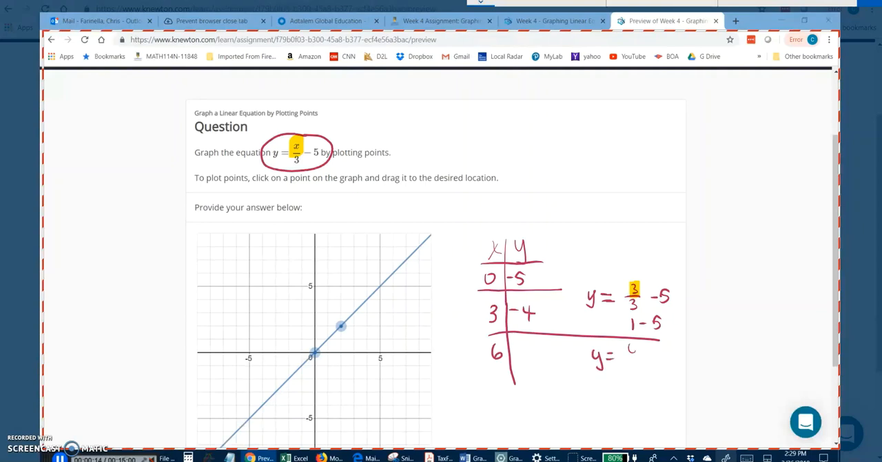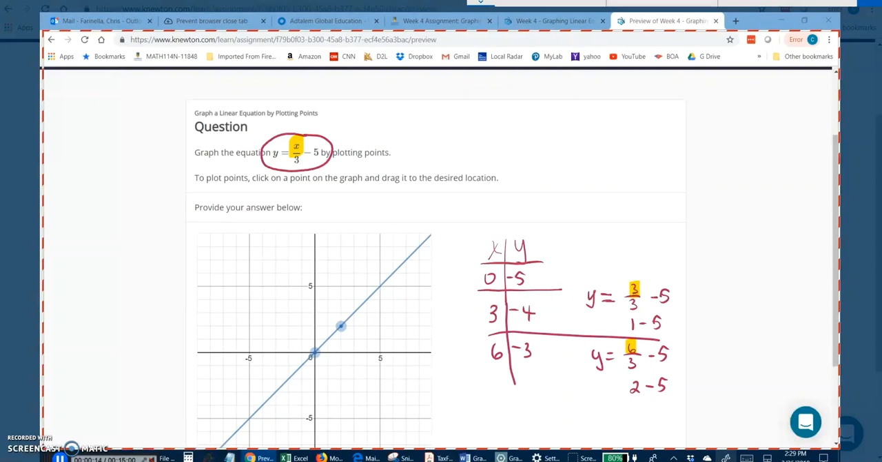y is equal to 6 over 3 minus 5. So put 6 in place of x. Well, 6 divided by 3 is 2, and you have 2 minus 5. 2 minus 5 is negative 3. All right, so we would have a third point, (6, negative 3).